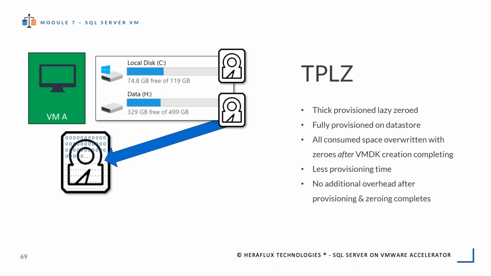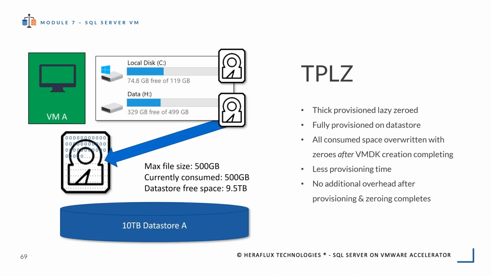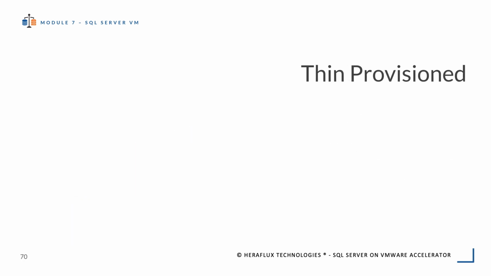Take the previous example and let's deploy it as thick provision lazy zeroed. The end result is still the same, but a virtual disk is available to use a few minutes sooner. It's still running zeros in the background while you start to use it. The data store free space is still the same, and once it's done writing zeros, everything else is essentially the same. The last disk type is thin provisioned.